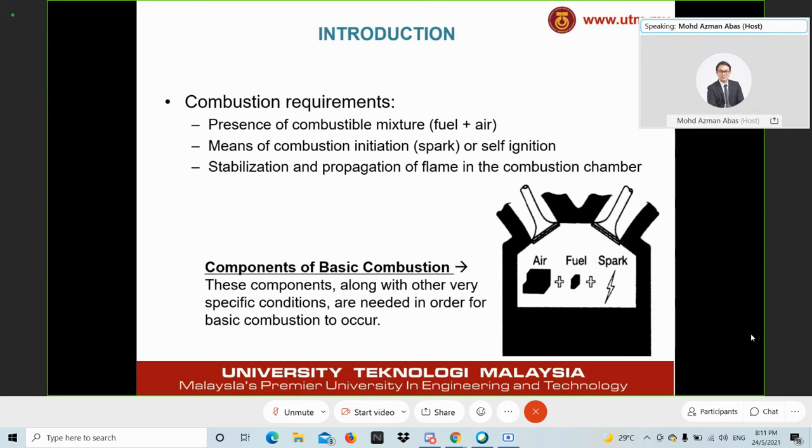Stabilize, I'm sure you understand the word. Propagate, in layman terms, is to spread. So these are the main components of basic combustion. You need to have air, you need to have fuel, and of course you need to have a spark in the case of spark ignition engines or SI engine. These components, along with other specific conditions, are needed for basic combustion to occur.